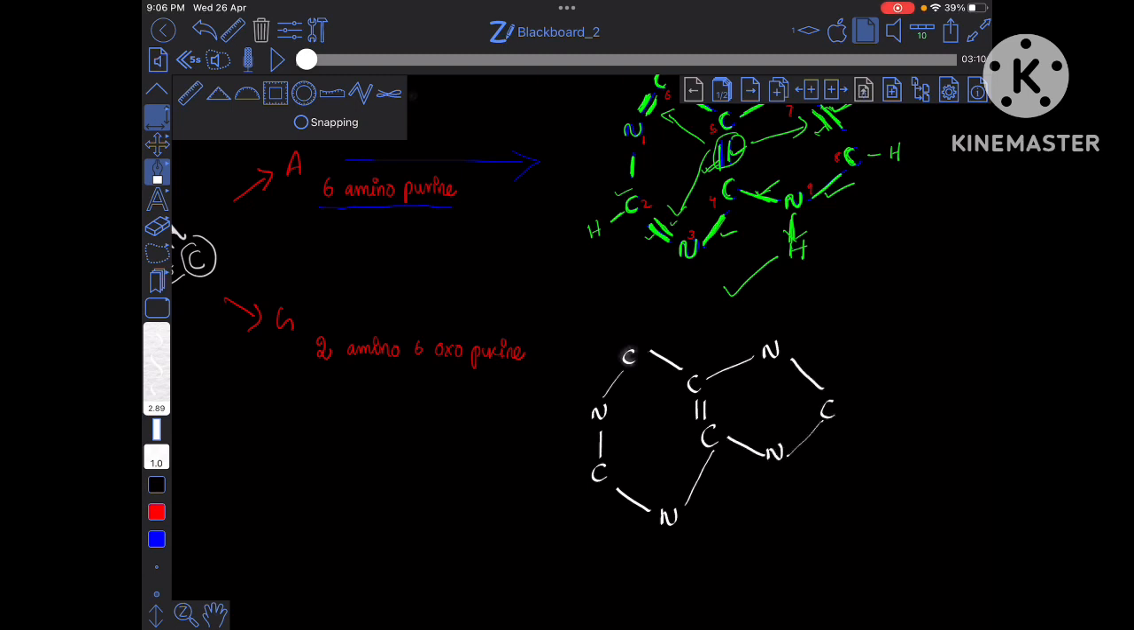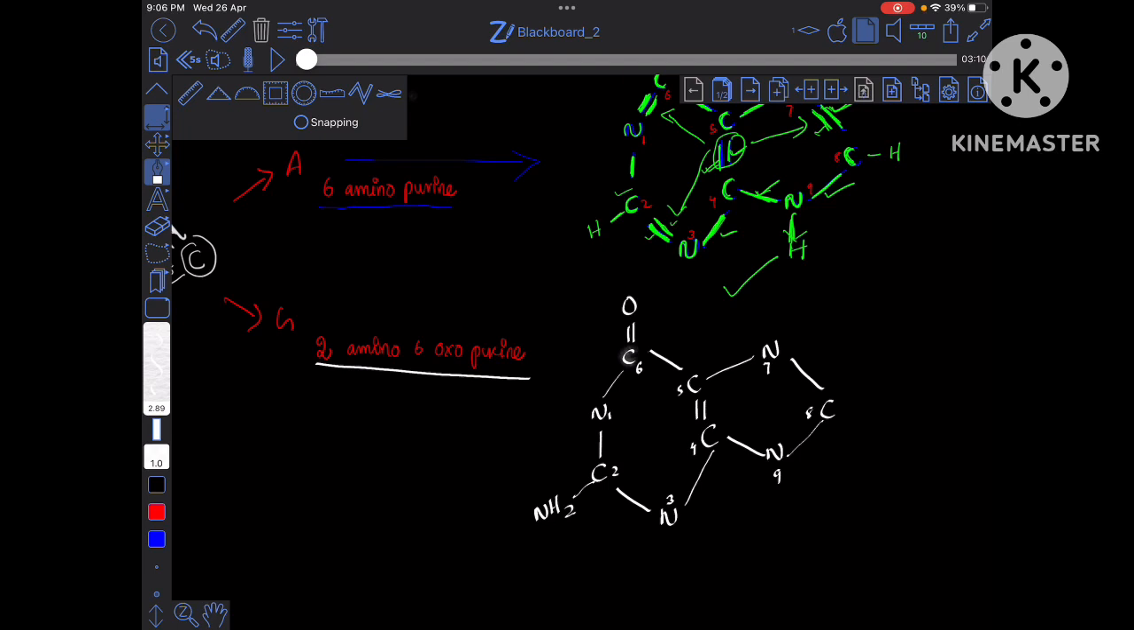Okay. Start counting the position: 1, 2, 3, 4, 5, 6, 7, 8, 9. The name is 2-amino-6-oxopurine. So to the 6th carbon atom add an oxo group. Then to the second carbon atom add 2-amino. So to the second carbon atom you should add an amino group.